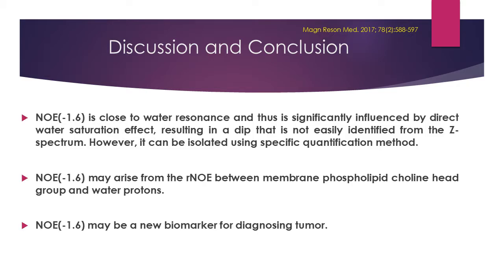Here are take-home messages. First, NOE minus 1.6 is close to water resonance and thus is significantly influenced by direct water saturation effect, resulting in a dip that is not easily identified from the Z spectrum. However, it can be isolated using specific quantification method. Second, NOE minus 1.6 may arise from the NOE between membrane phospholipid choline head group and water protons. Third, NOE minus 1.6 may be a new biomarker for diagnosing tumor.